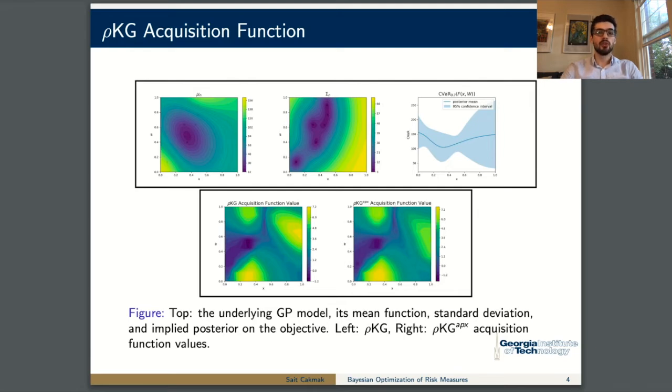In this work, we propose a new knowledge gradient type acquisition function, the PKG Acquisition Function, which builds on the Gaussian process model on the function f and the implied posterior on the objective, and it selects x and w to evaluate jointly. At the bottom, we see value of information plots corresponding to the PKG Acquisition Function on the left and its cheaper approximation on the right. What we see here is that for any given x, these acquisition functions really care what w we evaluate from, and that the value of information varies widely on the w-axis.